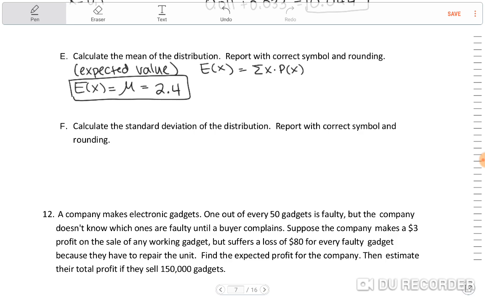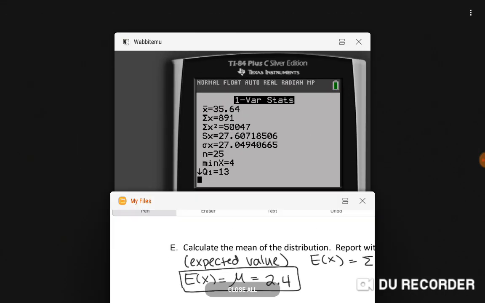Okay. And then part F says calculate the standard deviation of the distribution, report with correct symbols and rounding. So again, the standard deviation is going to be sigma because this is a population. So when you look on your calculator, you are looking at sigma. So luckily we can see it right here. It's 27.04.